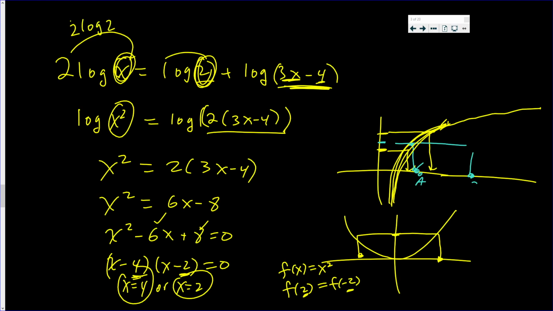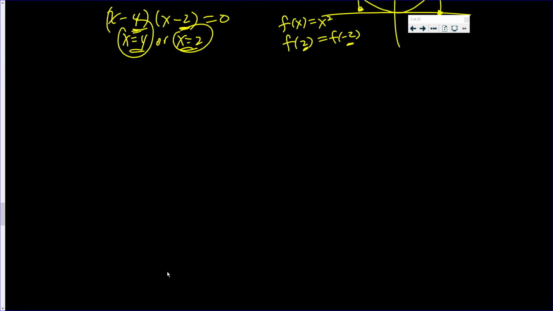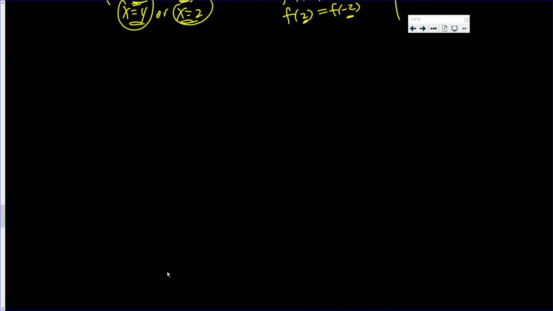2 log 2 is equal to log 2 plus another log 2. You add this together, you get 2 log 2s. But most importantly, none of these x values made these arguments not positive. So we keep those 2 answers. You have to check that.